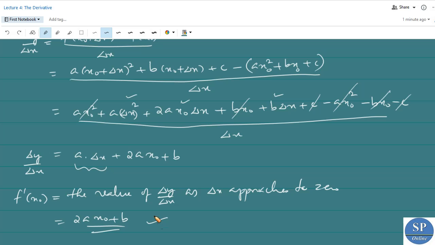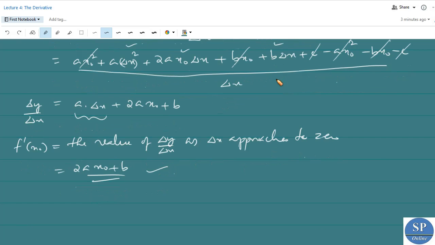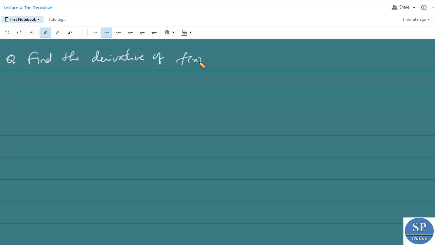So this is 2a x naught plus b. Sorry, I made a mistake here. It is 2a x naught plus b. Okay. Next, we can do a problem by using this quadratic function rule. Find the derivative of f of x is equal to 3x square plus 8x at the point, first one x naught is equal to minus 2 and the second one x naught is equal to 1 by 2.